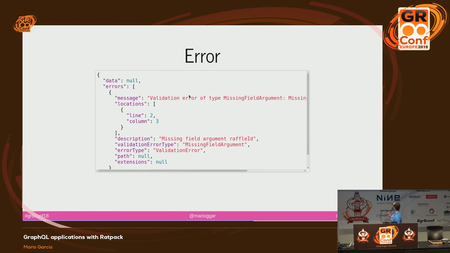Basically, you have the type of error, and you can use extensions. Extensions are very useful because you don't want to stick only to what GraphQL Java is going to give you. Maybe you want to add some internationalization and things like that. You can use extensions to these messages. That is the way of extending the GraphQL error messages.